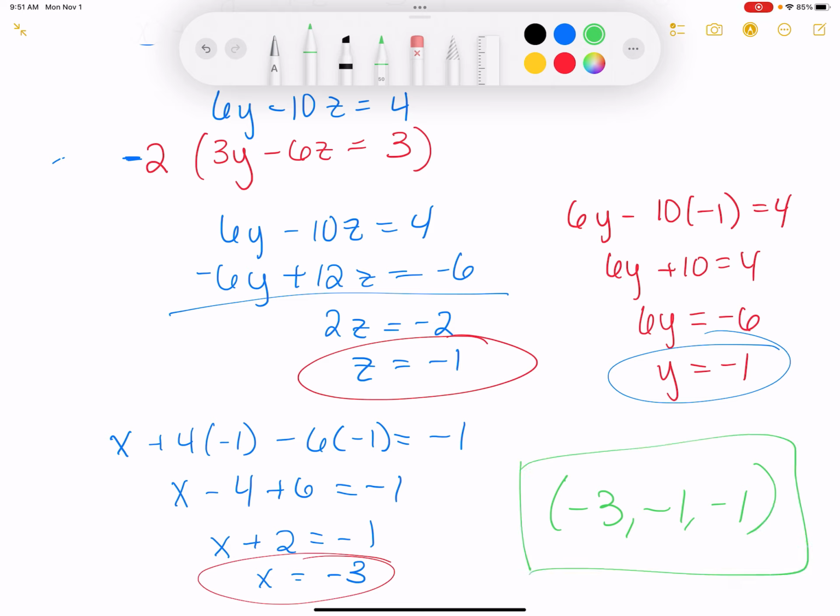Okay, and if you want to verify that you did everything right, you can take that point and plug it back into any of the 3 original equations. And if it works out, then you know you did it right.